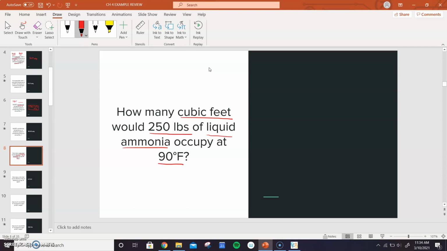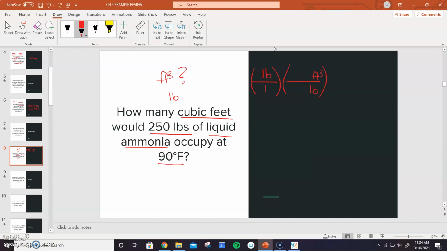All right, so we are looking for our answer in cubic feet, and we are given pounds. If we try and follow our units, we are given pounds and we're trying to find cubic feet, then we would want an equation with pounds on the bottom, so that we can cancel them out.